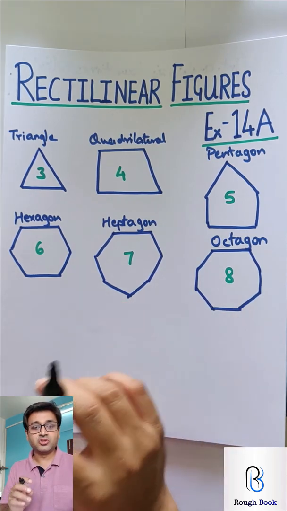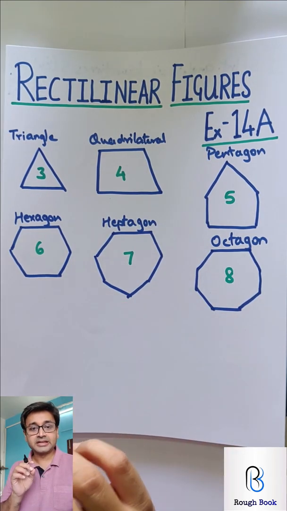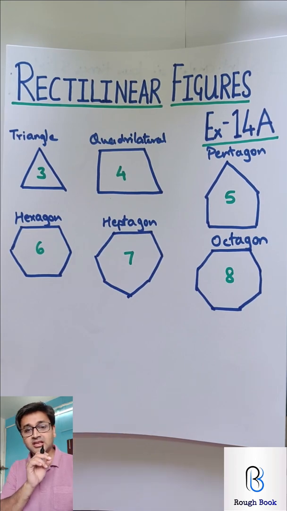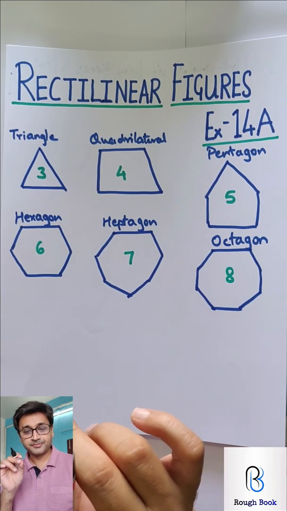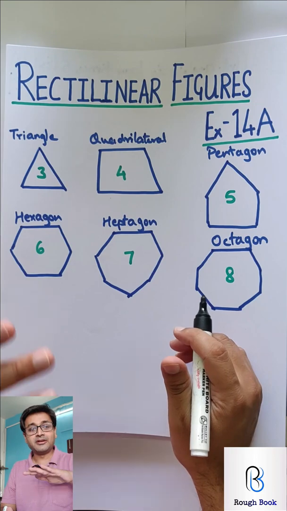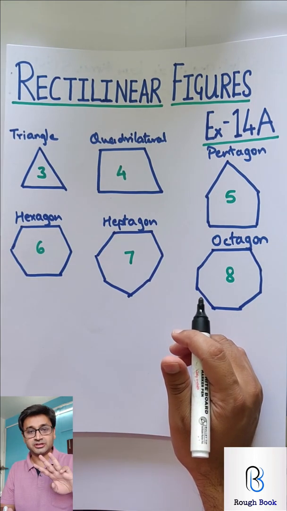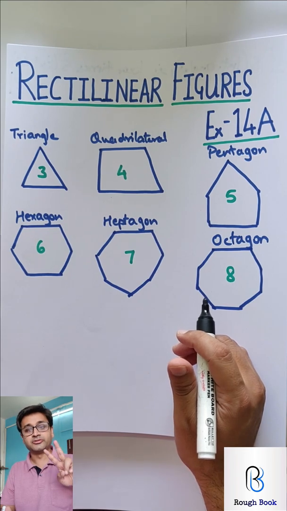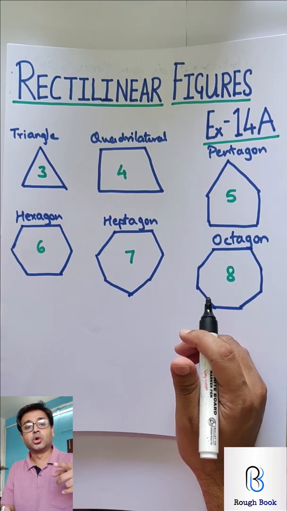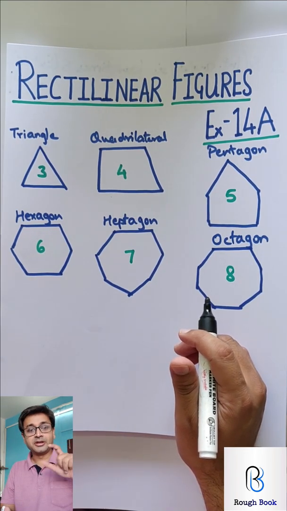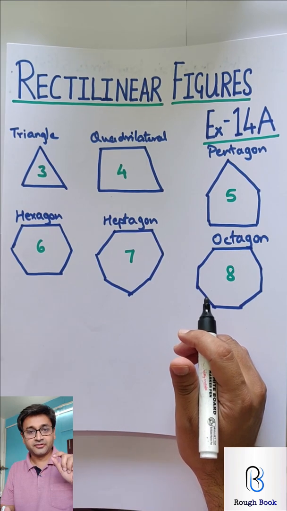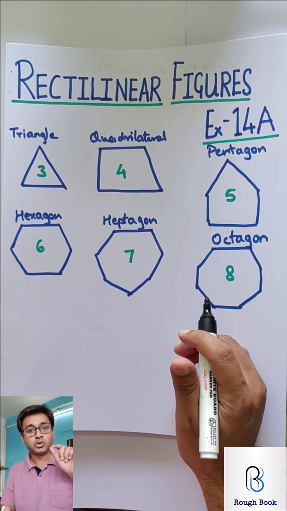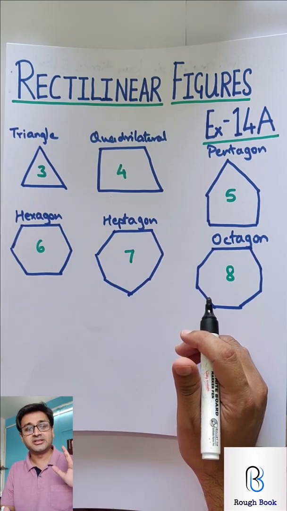Rectilinear means anything which has straight lines. Linear means straight. And figures, these are plane figures, that means all two-dimensional. They are not three-dimensional. But minimum 3 sides is what you need, because with 2 sides you can't get a closed figure. So I repeat the entire definition of rectilinear figures. Rectilinear figures are those closed figures which have 3 or more than 3 sides.